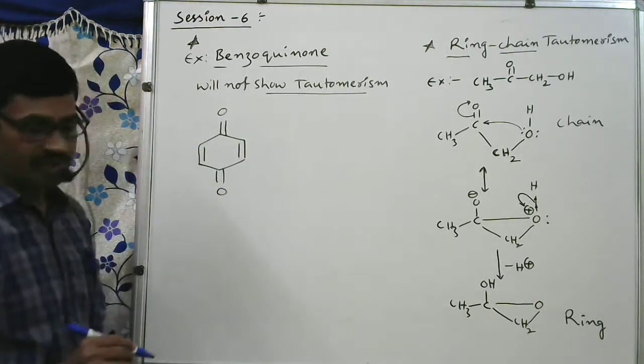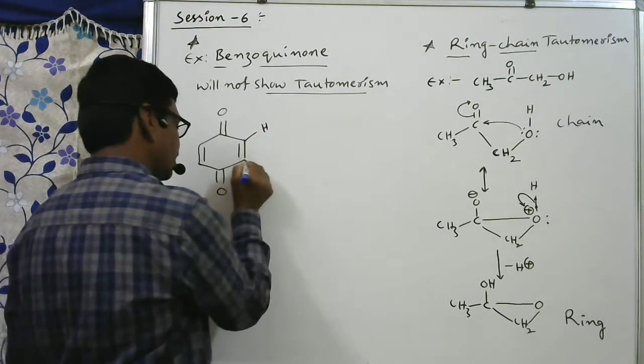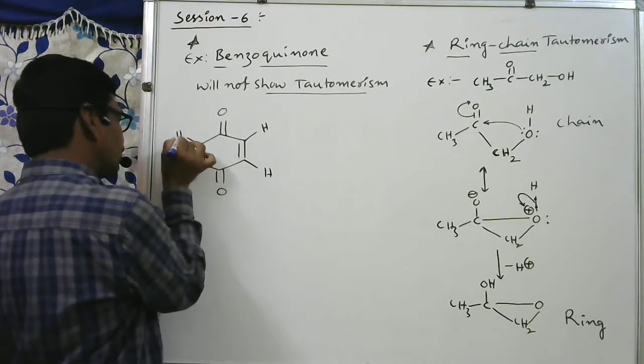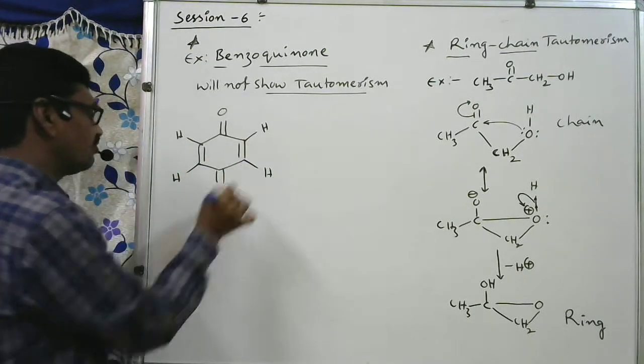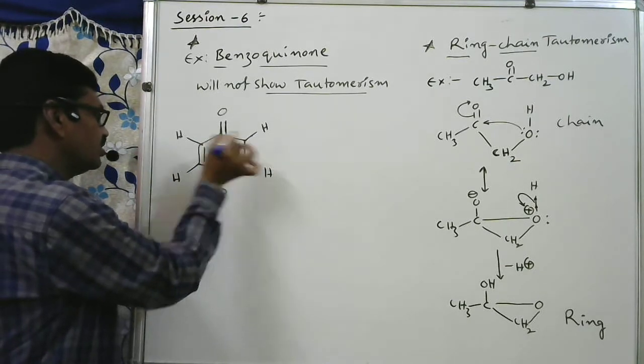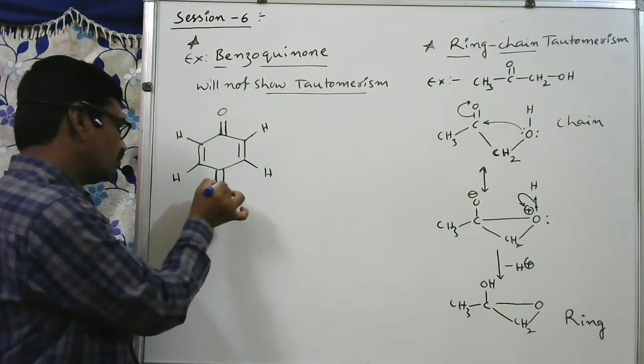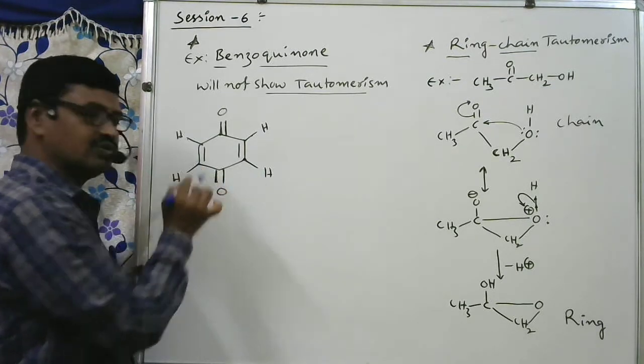This is a benzoquinone. See, here also one hydrogen is there. Here one hydrogen, here one hydrogen, here we can write one hydrogen. All these are alpha hydrogens. With respect to this carbon double bond O, this is alpha hydrogen, this is also alpha hydrogen. Here also, with respect to this double bond O, this is alpha hydrogen, this is also alpha hydrogen.